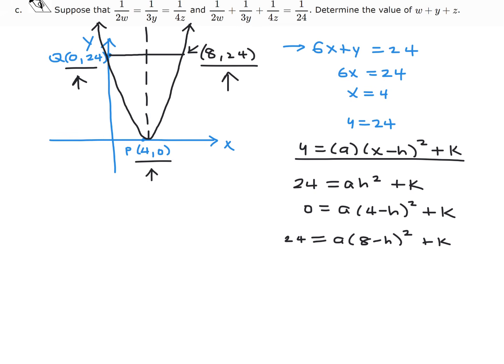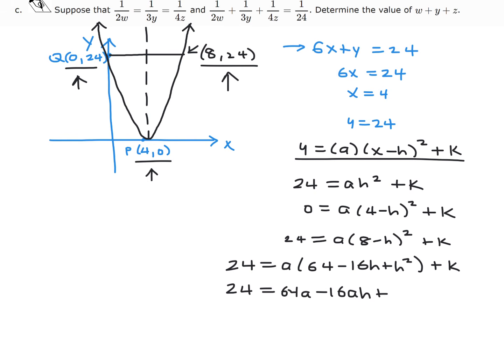All right. Well, then I guess I have to expand all this. Oh boy. Okay, so let's expand all this. So 24 is equal to a times, what's that, 64 minus 16h plus h squared, plus k. And then 24 is equal to 64a minus 16ah plus ah squared plus k. And then let's see here, where do I go from here? Well, this guy right here, ah squared plus k, is that. So that's 24. That's very helpful.